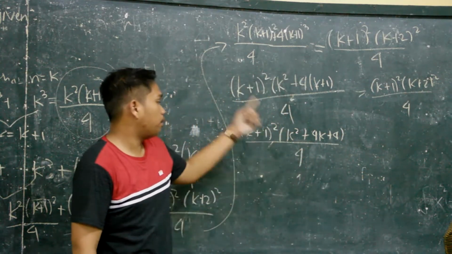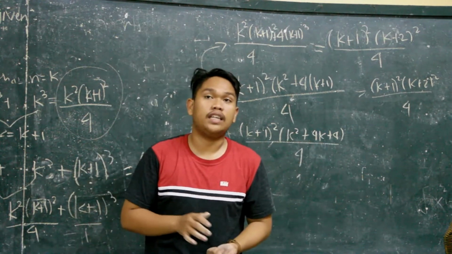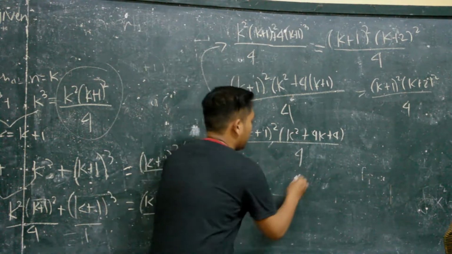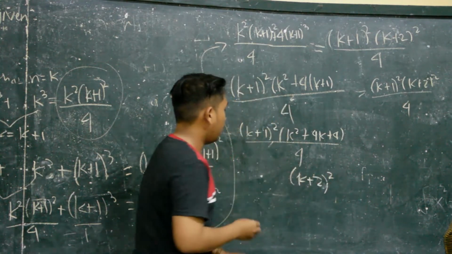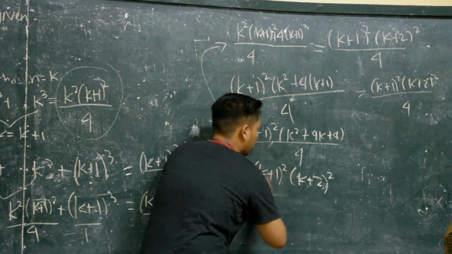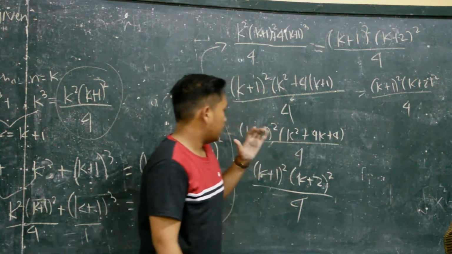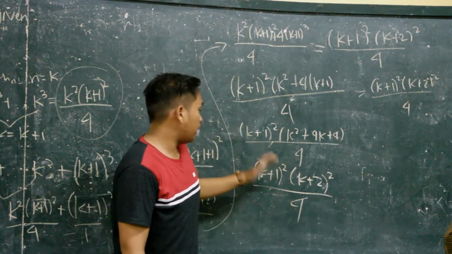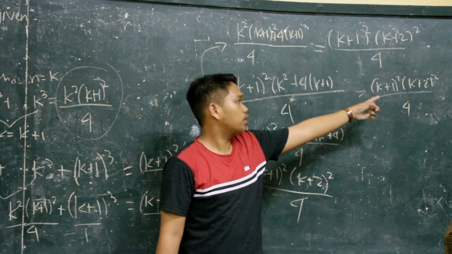So k squared plus 4k plus 4 is an expansion of the binomial k plus 2 squared. And bring down the others, k plus 1 squared all over 4. So we can notice that the value on the left side is equal to the value on the right side.